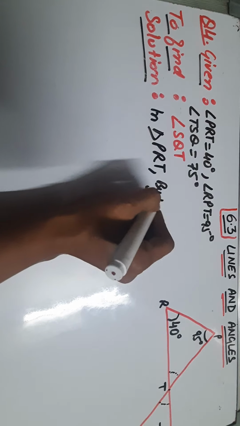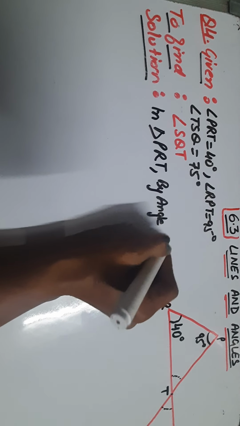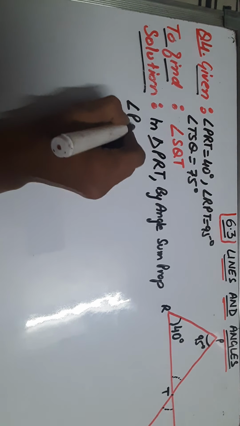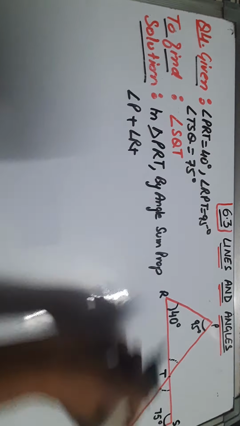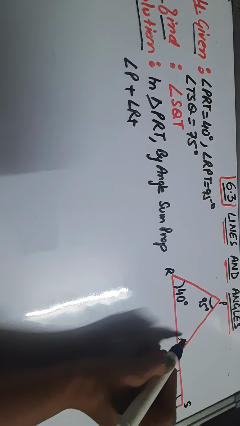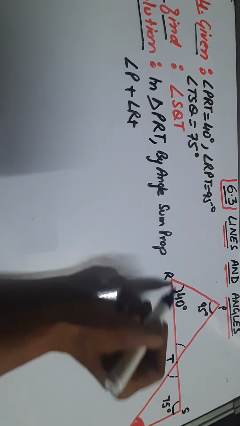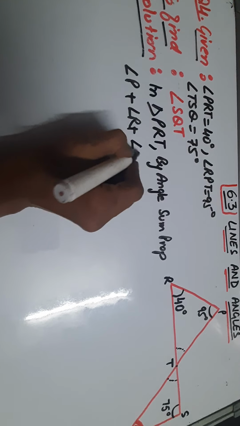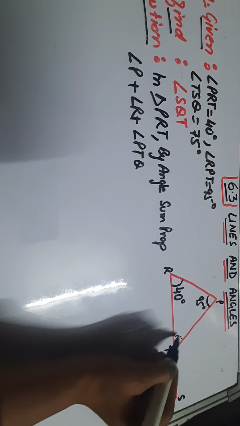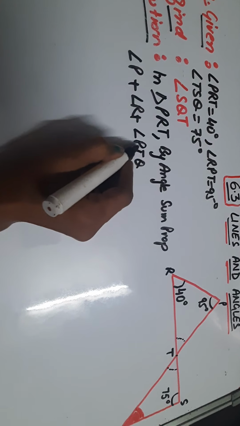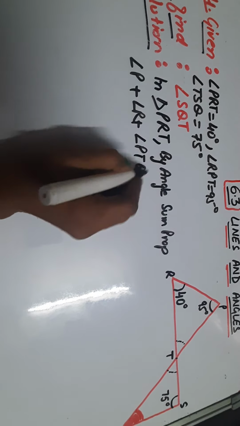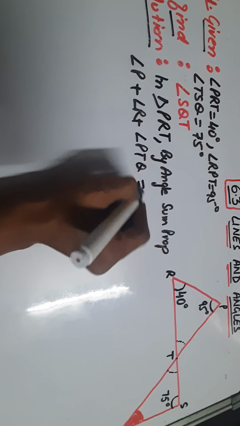by angle sum property, we will write angle P plus angle R plus angle T. We can't write just T because angle T we can see at two sides. So we will name it completely, angle PTQ. You can write angle T also only with the alphabet T because we have mentioned the triangle, but it's better to mention the complete angle, otherwise you will get confused.